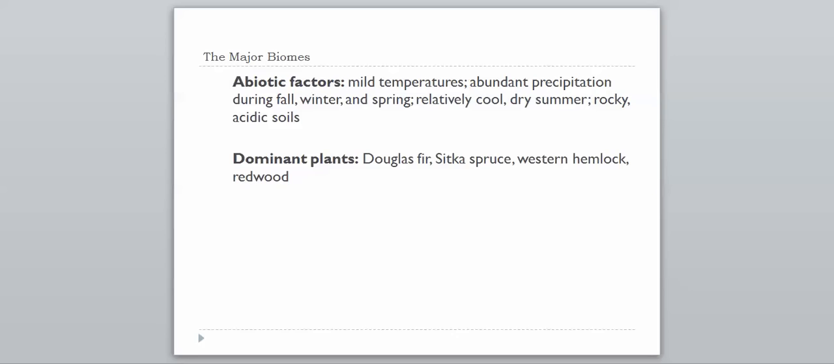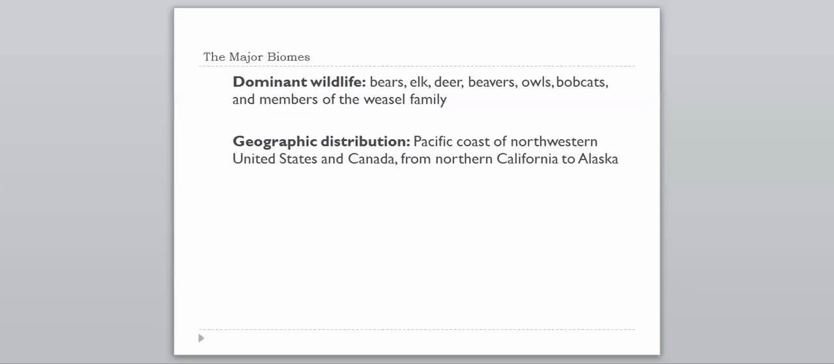And some abiotic factors are mild temperatures, so it doesn't get too hot or cold. There's abundant precipitation during fall, winter, and spring, so three of the four seasons receive a lot of rain. And there's a relatively cool, dry summer, and there's rocky, acidic soils. And the dominant plants include the Douglas fir, what's known as a Sitka spruce, western hemlock, and redwood. So they get pretty specific about the actual types of trees that are found in this part of the world. And the dominant wildlife would be bear, elk, deer, beavers, owls, bobcats, and members of the weasel family.